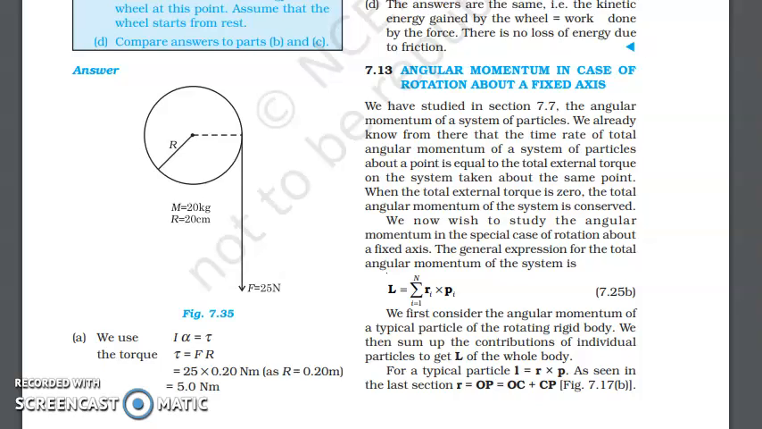Today we are discussing chapter number 7. The next topic is angular momentum in case of rotation about a fixed axis. As we have discussed in this chapter previously, what is angular momentum? Angular momentum is basically the cross product of position vector and linear momentum. L is equal to r cross p.